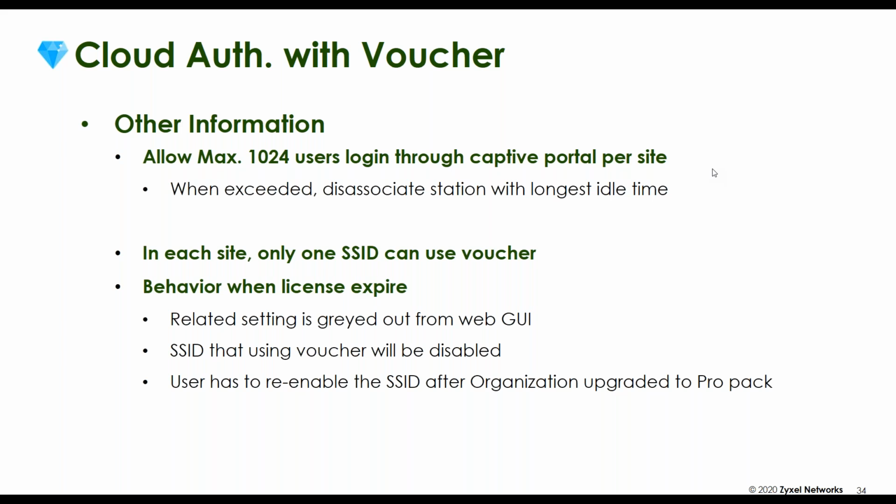And what's the behavior with it being a Pro license? What's the behavior if the license expires? The related settings are grayed out, so you won't be able to access the voucher settings or anything like that. The SSID that is using the voucher, because you've specified it to use a voucher, that option will still be available. However, it does mean that your access point will no longer broadcast that SSID. So it is important that if your license does expire, make sure you go and change the authentication method to something other than a voucher. And then once you've upgraded back to a Pro Pack, you'll have to re-enable the SSID manually for it to show again.